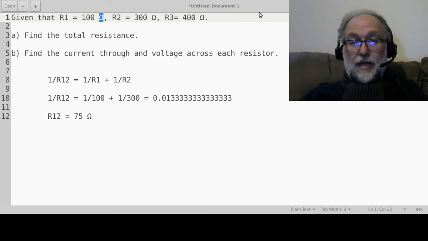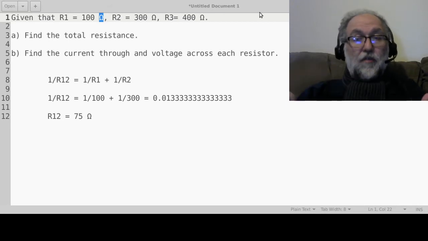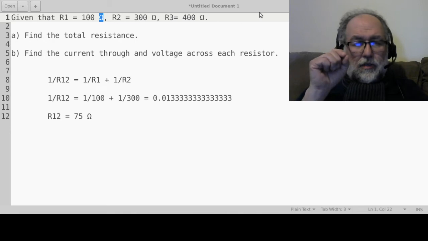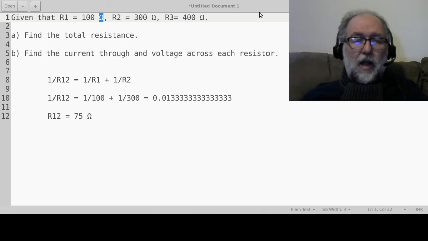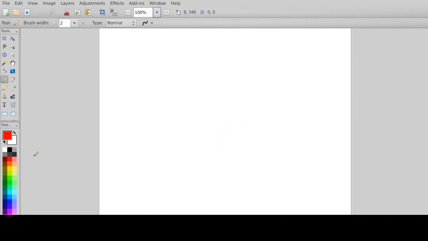And actually, when you're doing these things, like during a test, I would draw out the circuit. I'll give you the circuit picture, but I would draw it out and then start showing what parts of the circuit you've reduced. So over here, R12, I would write R12 is equal to 75 ohms, like that, okay? And now you might want to redraw this and replace that entire thing in the red circle with just one resistor.